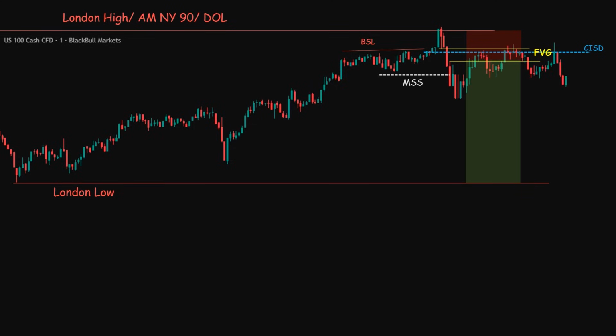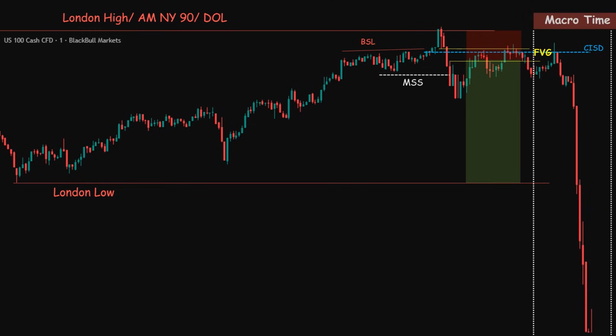The most interesting part: as soon as the macro session started, the real move, the big sell-off, began. This is why I always emphasize timing. Right after the macro session started, a BPR formed, which could have been used as a second entry opportunity. Price reached my target at the London low and even went further. But we're not trying to catch the entire move, this was more than enough.